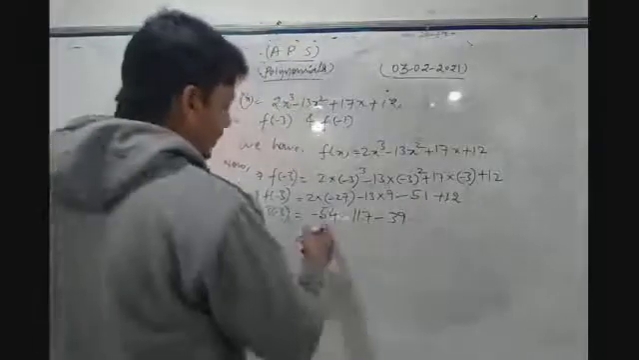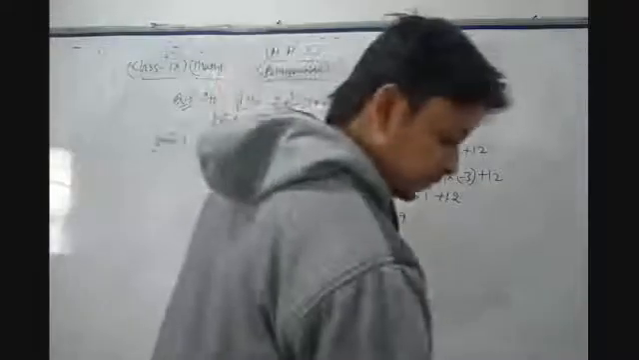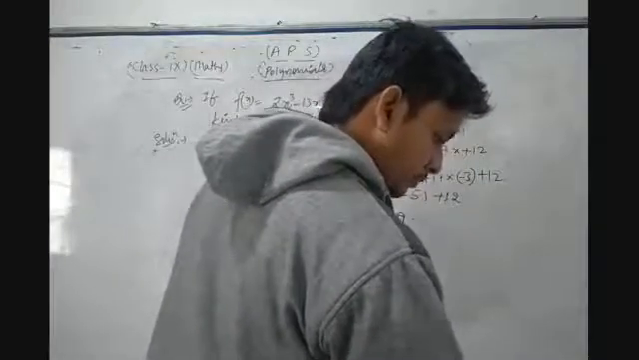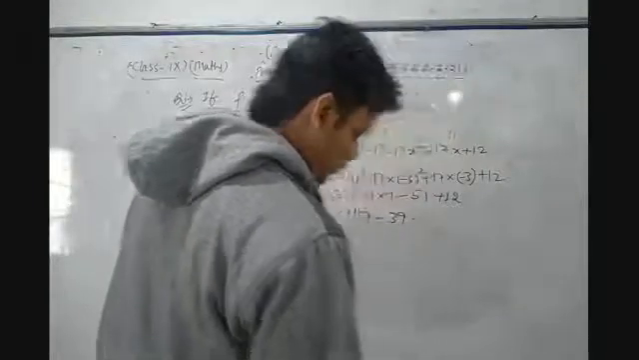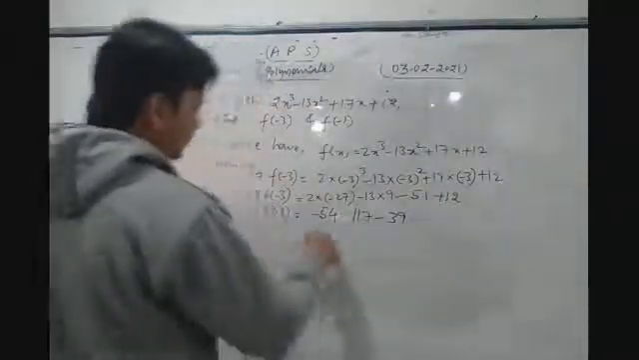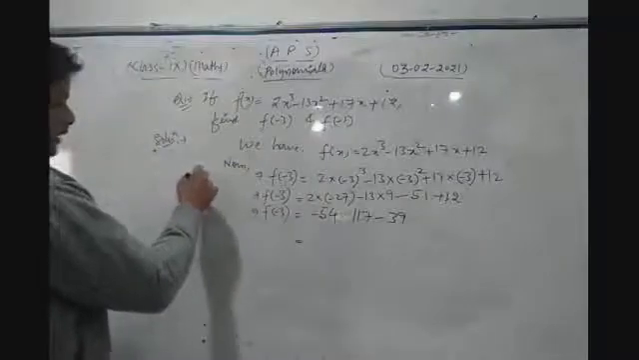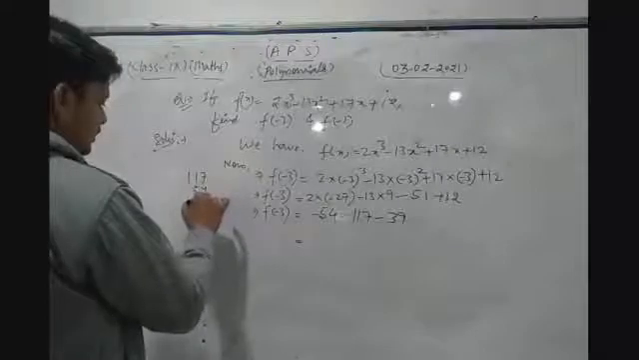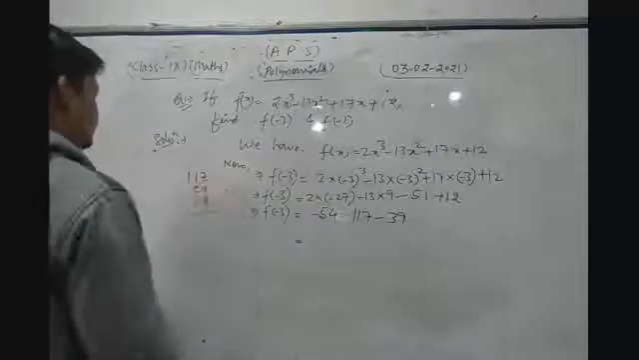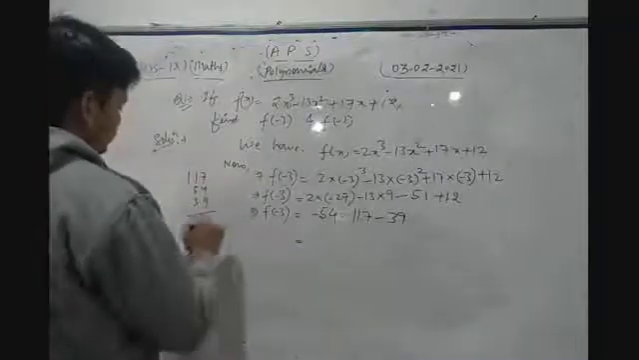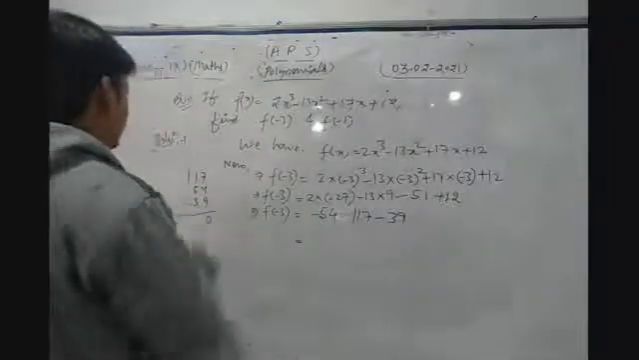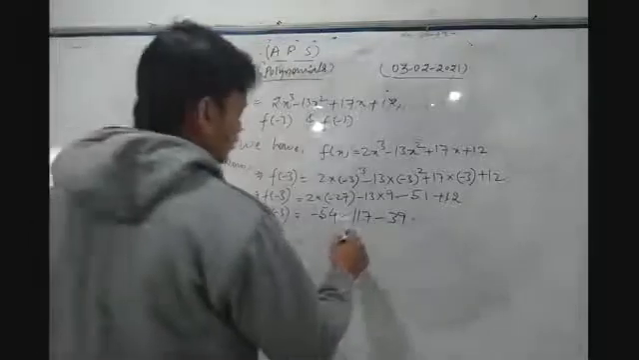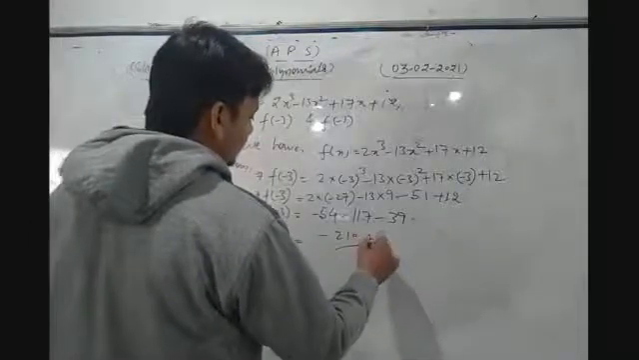Now let's see. Here all the terms are negative, so we add all of them: 117 plus 54 plus 39. So we get minus 210. This is your final answer.